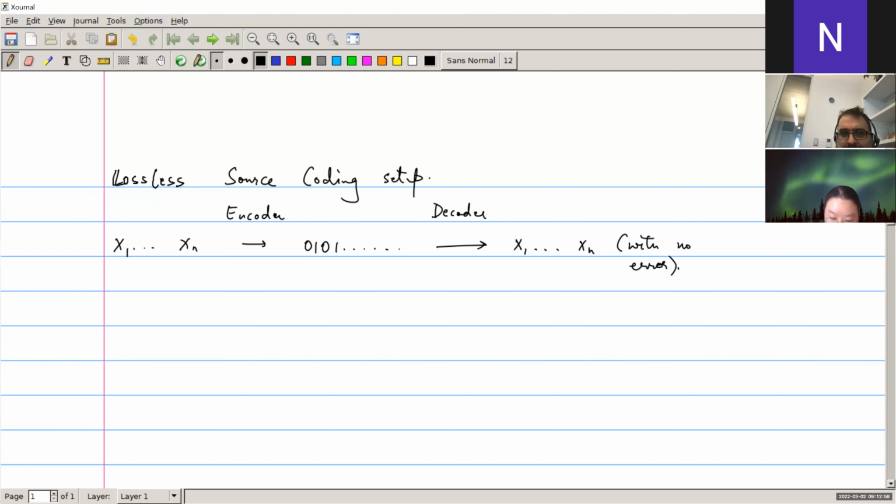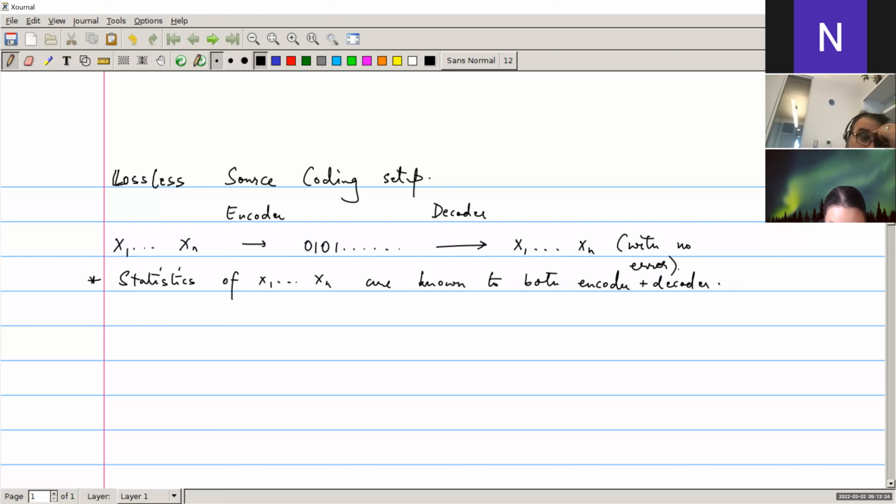Right. So this is the lossless source coding setup. A few things: the statistics of x1 through xn are known. The individual observations of x1 through xn, the actual realizations of these random variables, are unknown, and that's what needs to be communicated. Okay, so does this make sense?